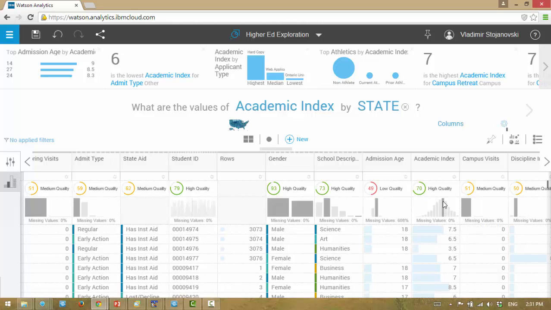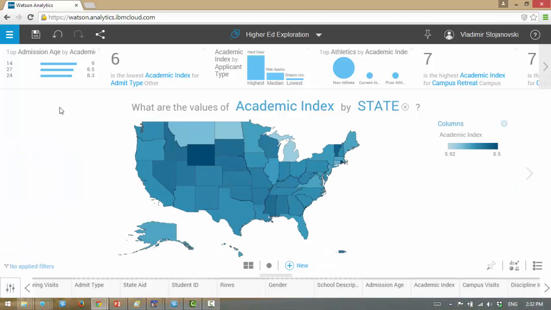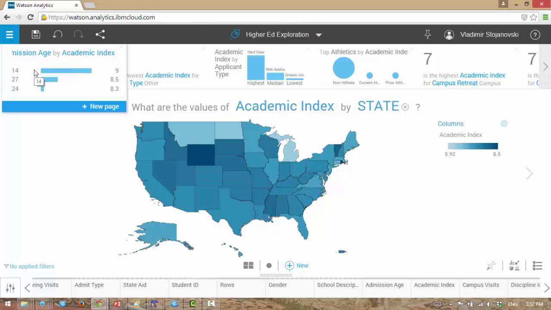And the highlighted column shows where more of the values fall. Also at the top of the screen, we have additional insights. The question that we asked was, what are the values of academic index by state? Based on this question, Watson Analytics is suggesting additional insights that we can use to continue our analysis. So we can take multiple directions in our analysis here.